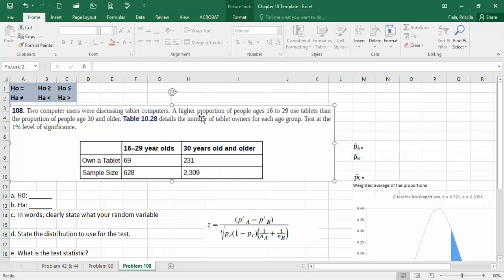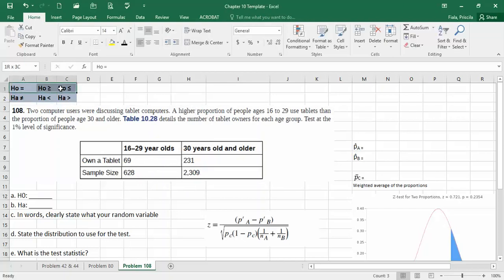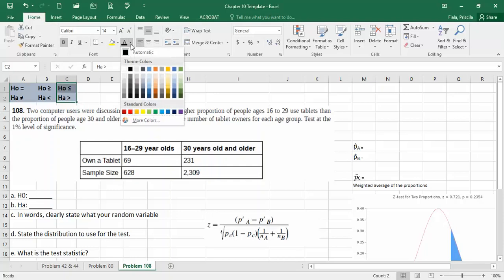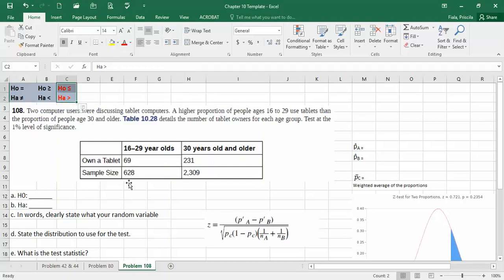Well, right here, you have got your parameters. You know it's a proportion problem, correct? You're noticing two different sets of data. And here it says higher, not higher or equal. Go here to your little cheat sheet. You're going to ask which one is a higher proportion. Well, the only one here that is higher is this one over here, which is my alternative hypothesis. Therefore we have to use this right here. We choose this for our null hypothesis and alternative hypothesis.